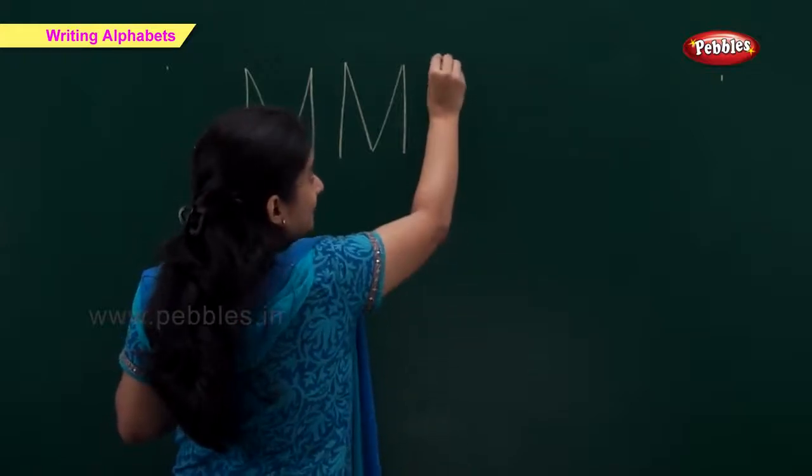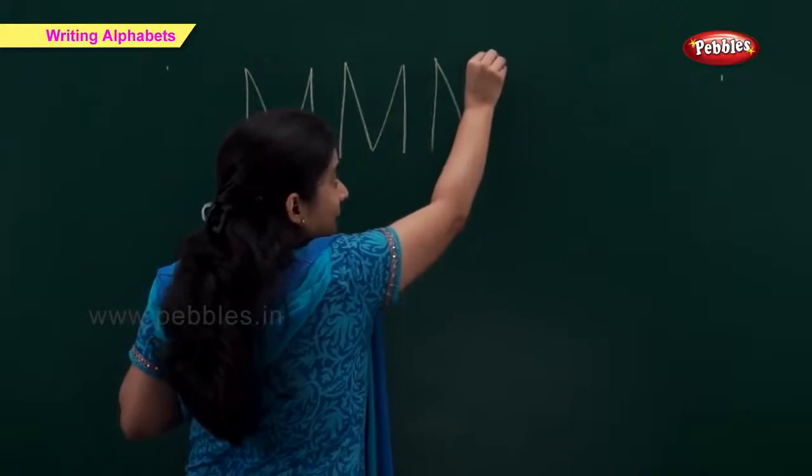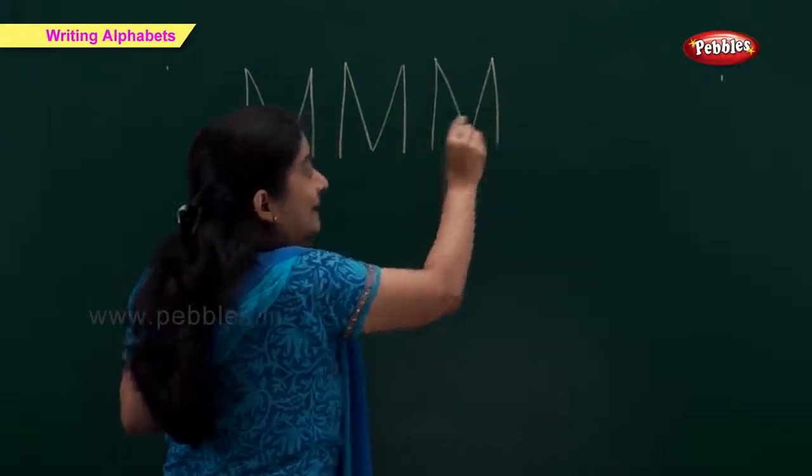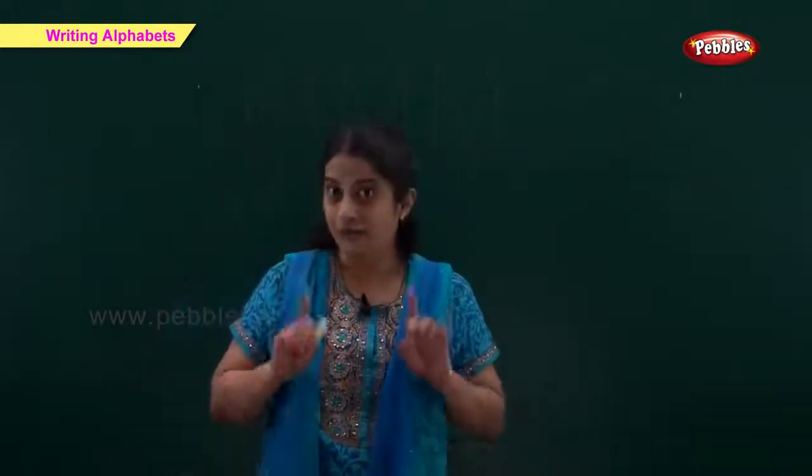Standing line, a cross line. One more cross line and a standing line makes what? M. Now we will write N.